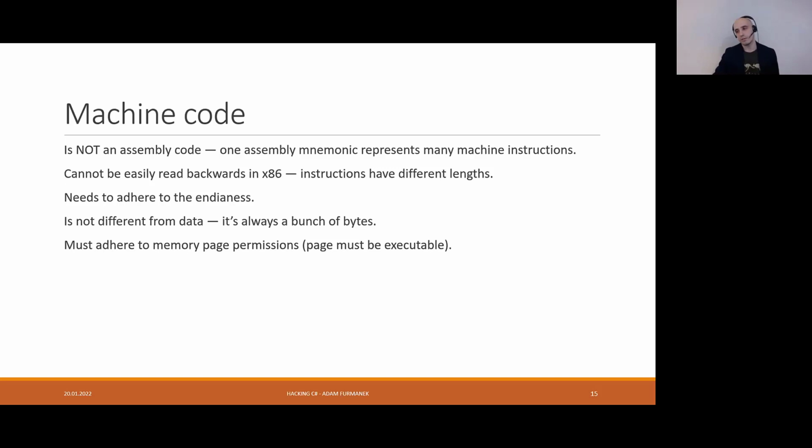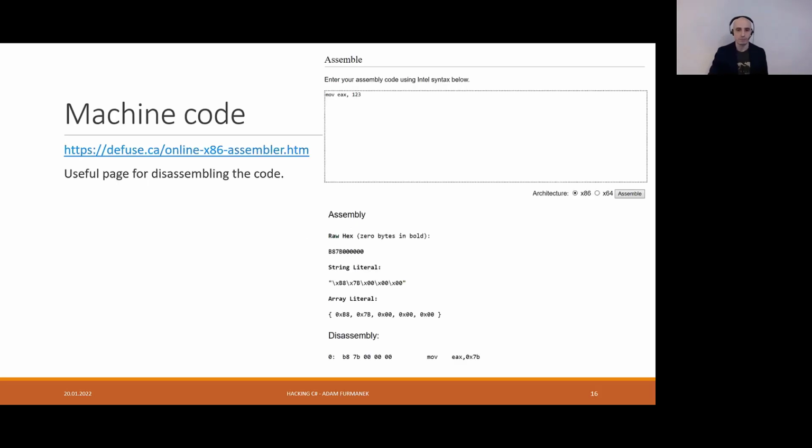So we need to handle the security, whether the page is executable, whether the OS has access to it, and many other things which we'll need to deal with. Now the question is, how do we actually generate a bit of machine code? And the answer is, you can just compile it.